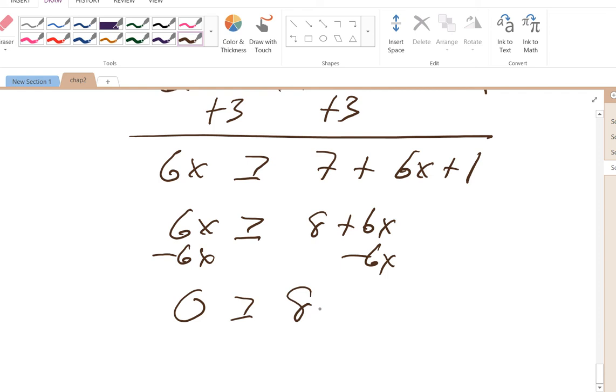No solution? Why not? Right. So 0 is not greater than or equal to 8, is it? No solution. Good.